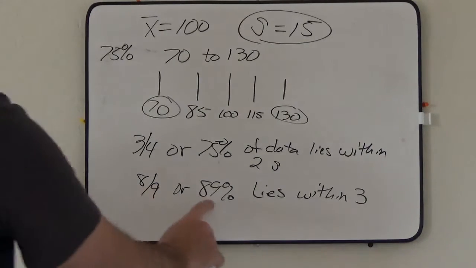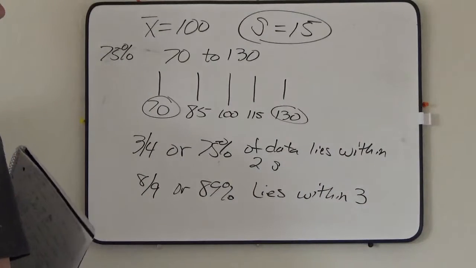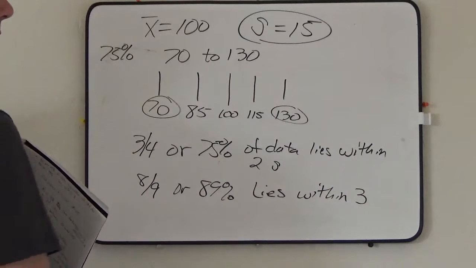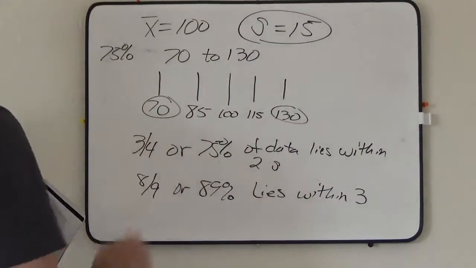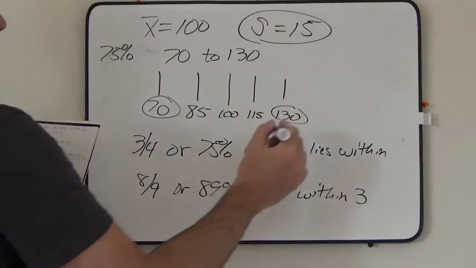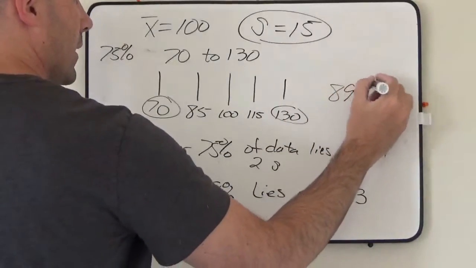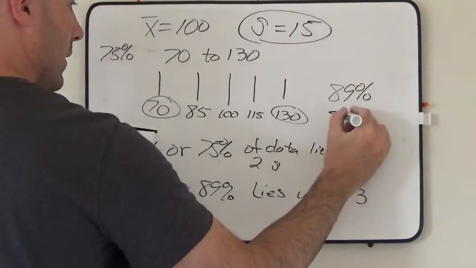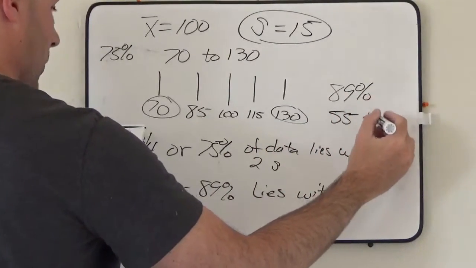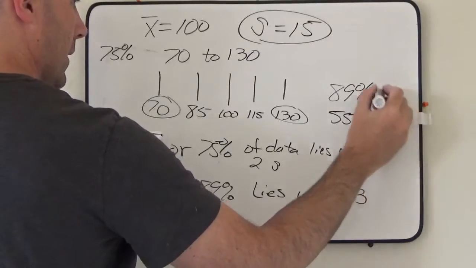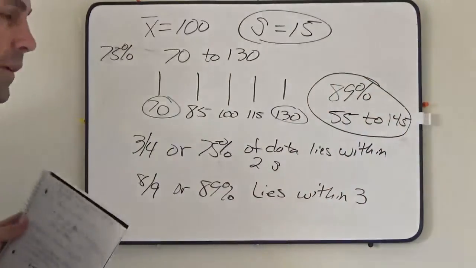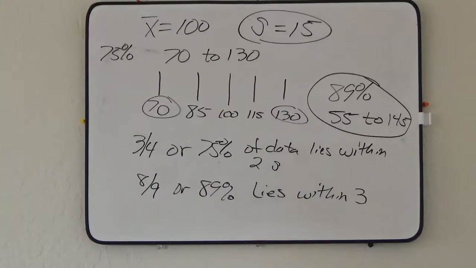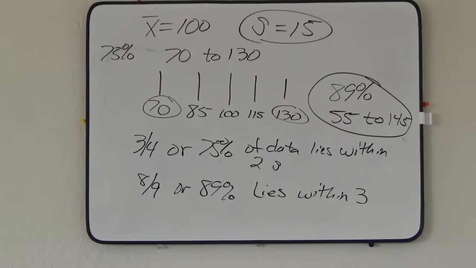89% lies within 3 standard deviations. So what would that range be? I need to add 15 here and subtract 15 there. So 89% lies within the range of 55 to 145. And that's stuff that we could figure out according to Chebyshev's theorem, okay? All right.